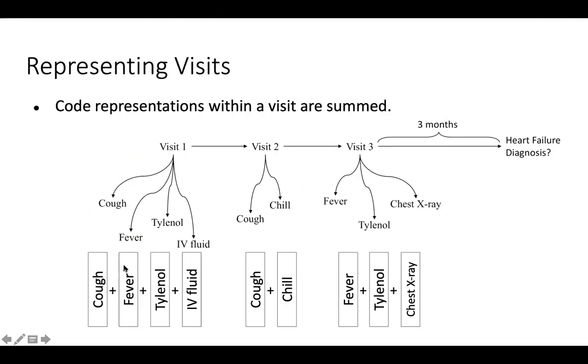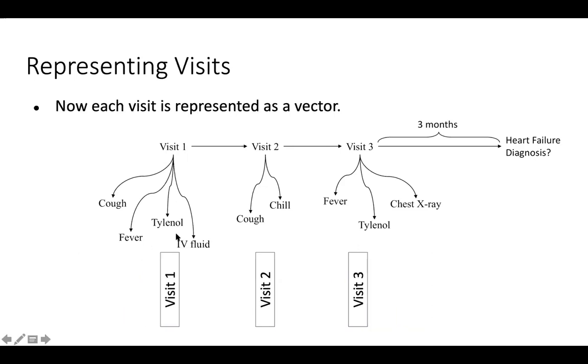Since these four events occurred within the same visit, visit one, we sum them up. Since these two occurred within the same visit, we sum these two up, and we sum these three up. So anything that happened within a single visit is just summed up, and that essentially becomes a visit representation. As I said, anything can be represented as a vector: the individual diagnosis codes, a patient, a visit.